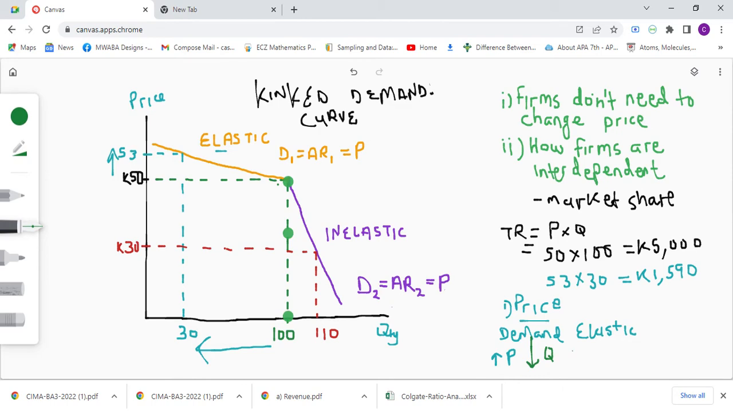And also, what happens is total revenue also falls. Total revenue also falls, and the firm that has increased the price loses market share.